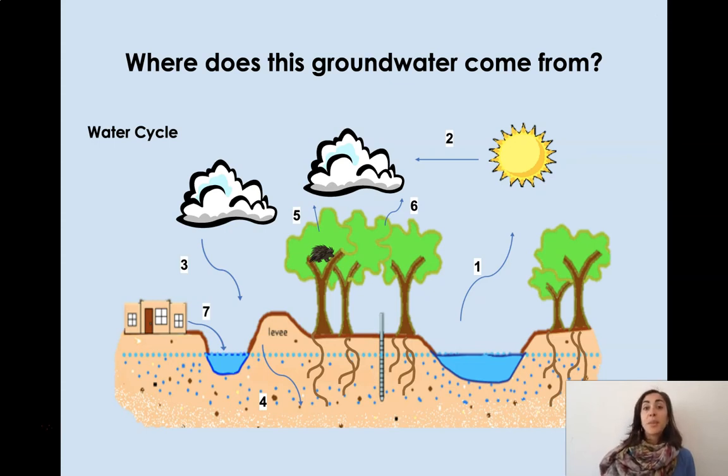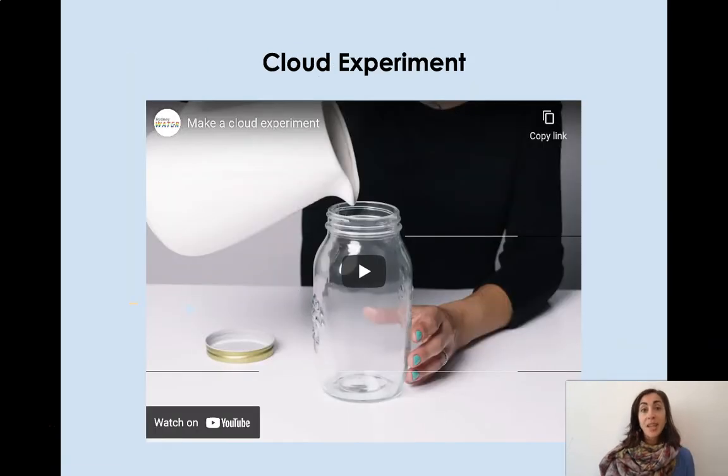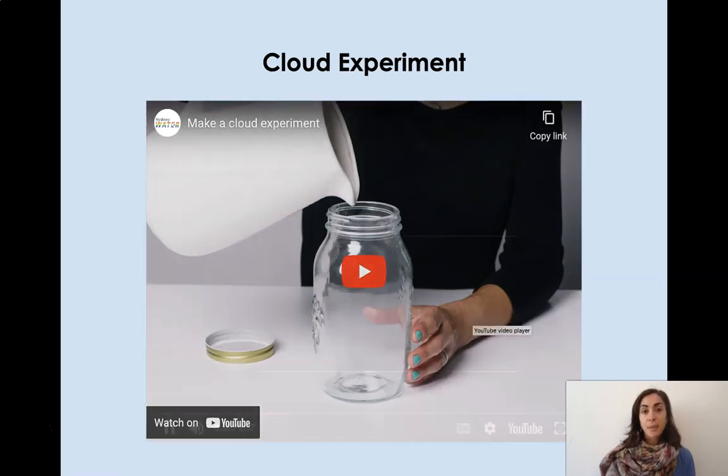To help you think about this water cycle and to help you fill out the first part of our handout, I'm going to show you a video to help you think and to maybe even practice this experiment at home to help you think about how the water cycle works. So let's watch it all together.